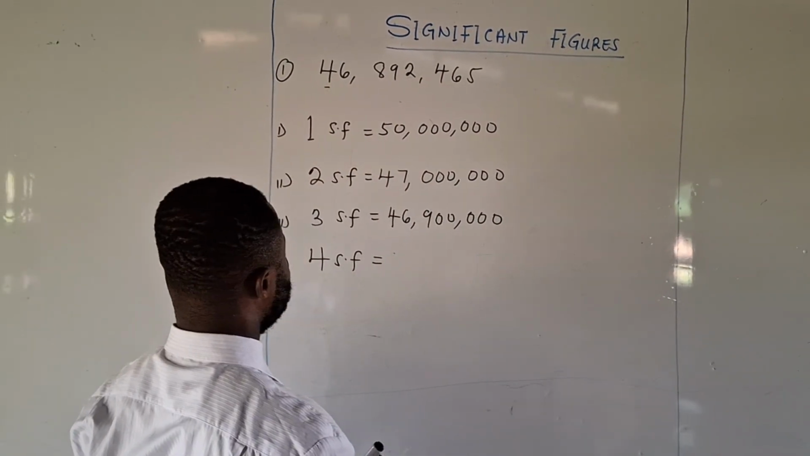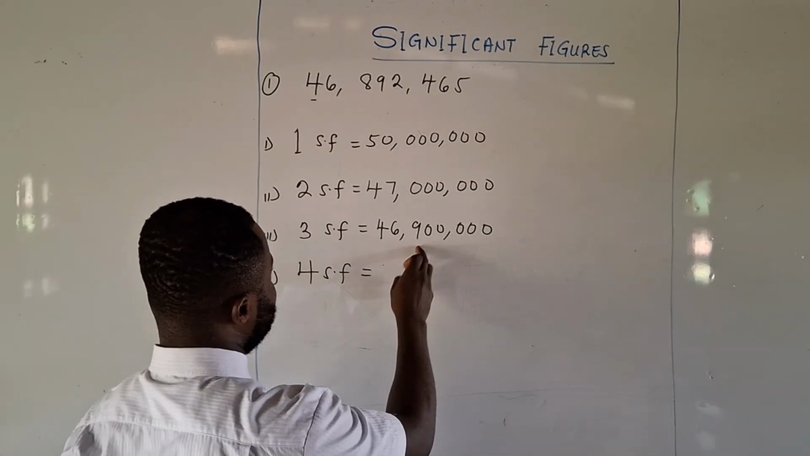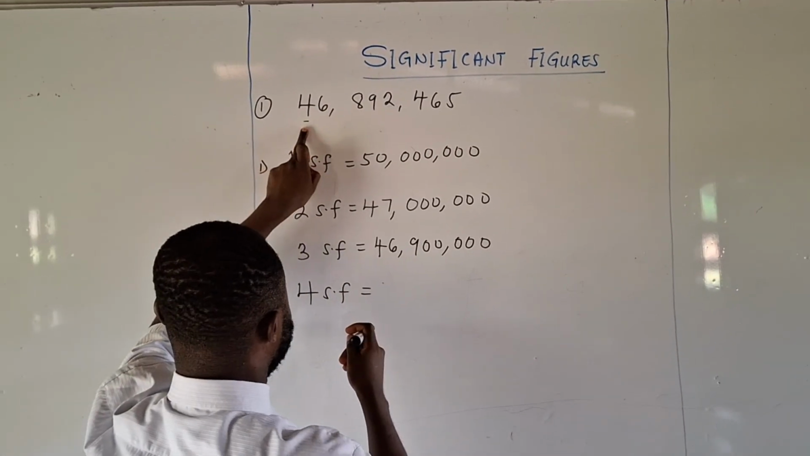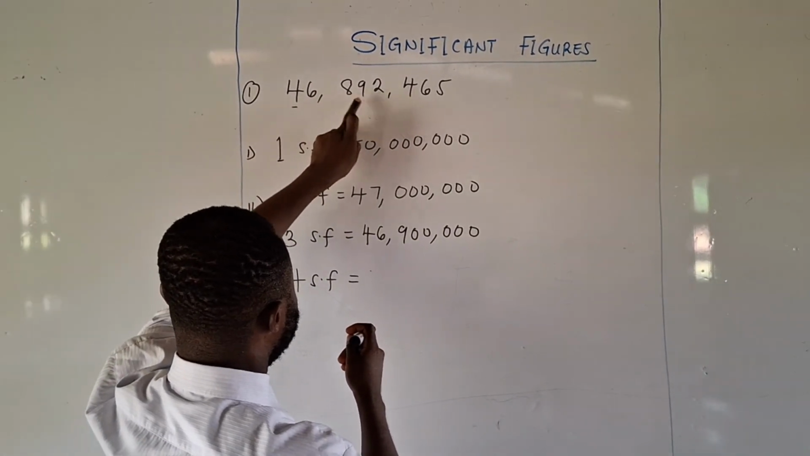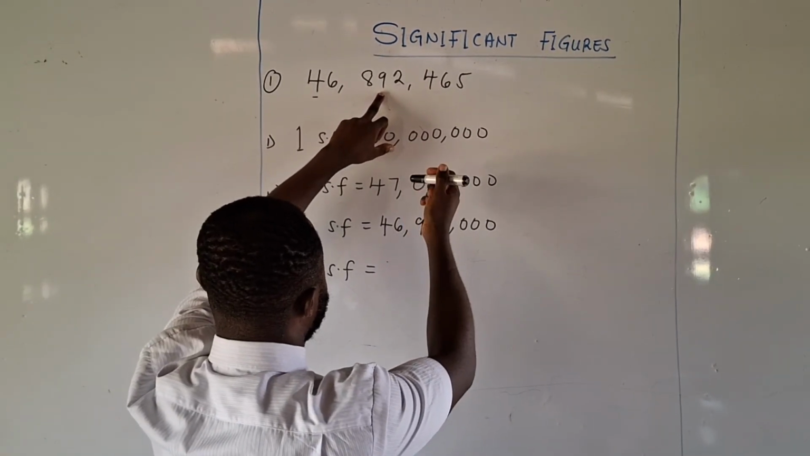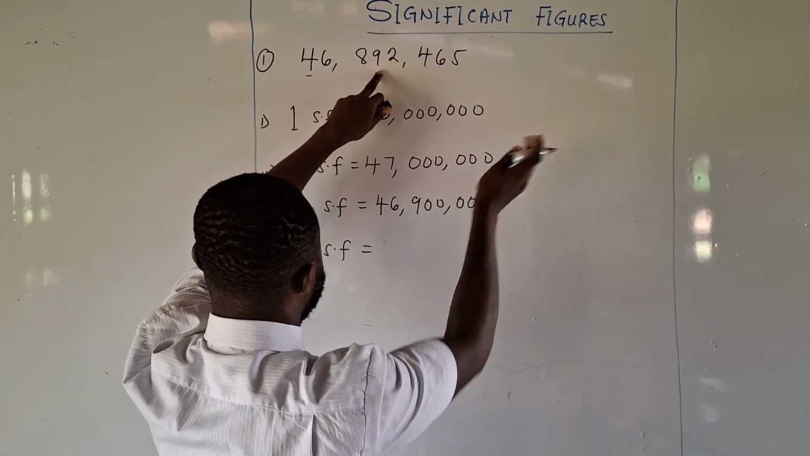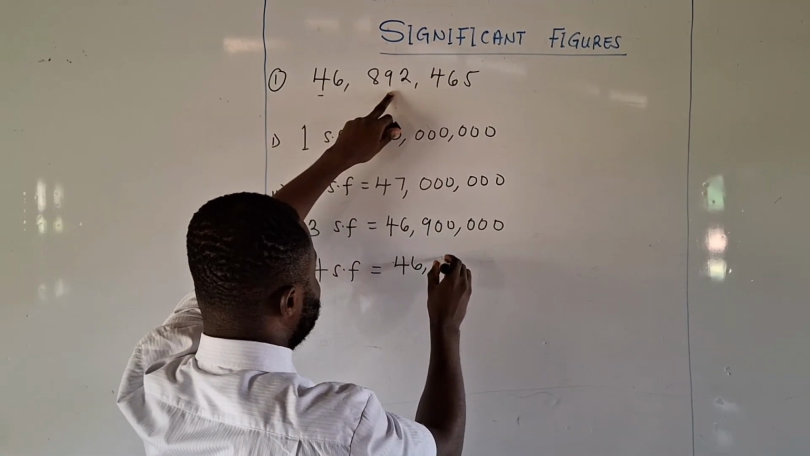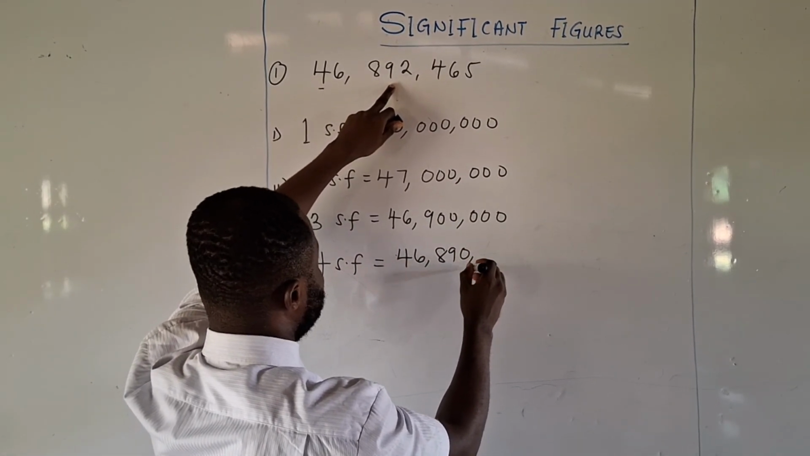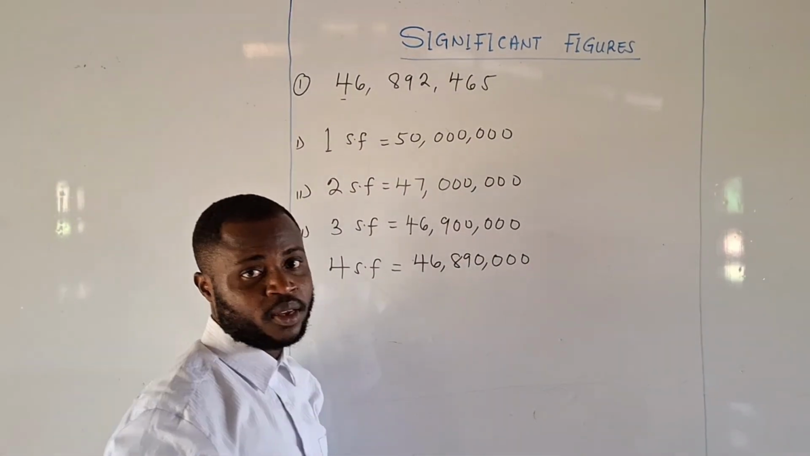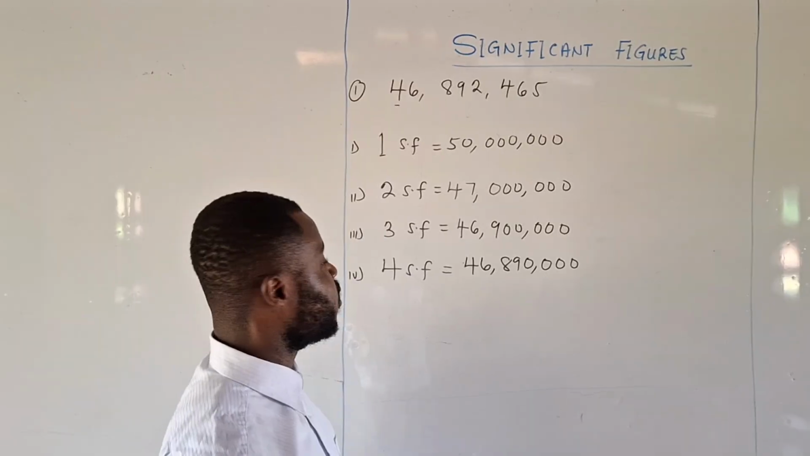We have expressed it in 3 significant figures, 1, 2, 3. 4 significant figures, first, second, third, and fourth. The number after the 9 is 2, which is not a roundable number. So we express them as zeros. So we have 4, 6, then we have 8, 9, 0, 0, 0, 0. So this is how we express a given number in the various significant figures.